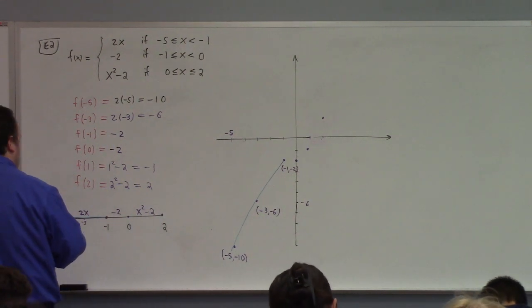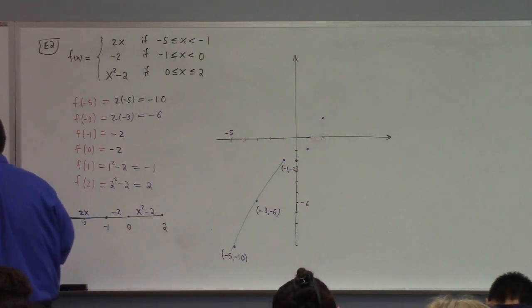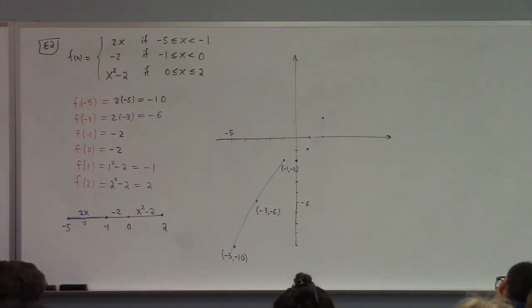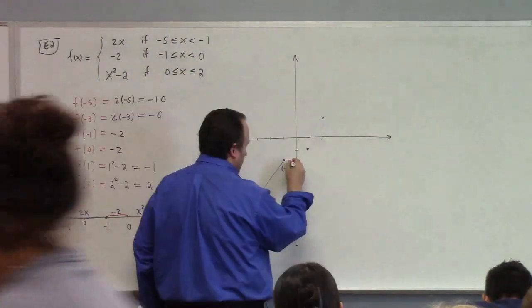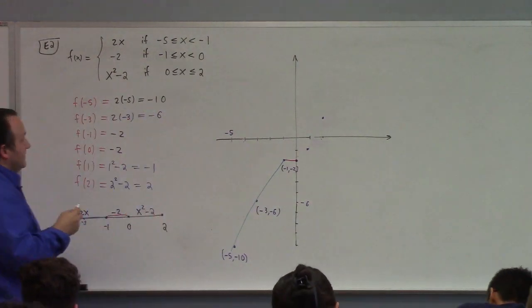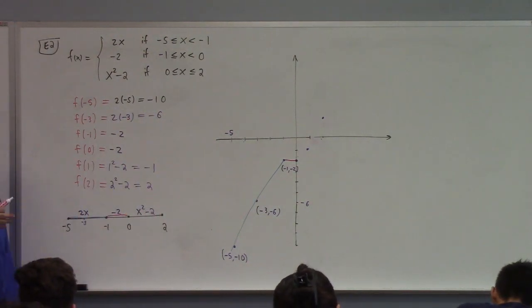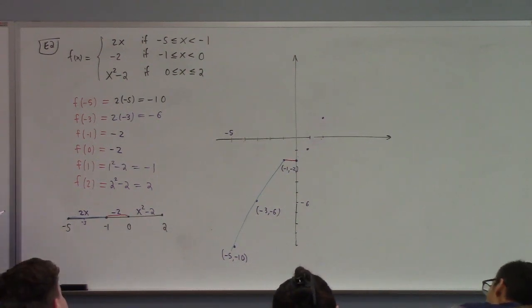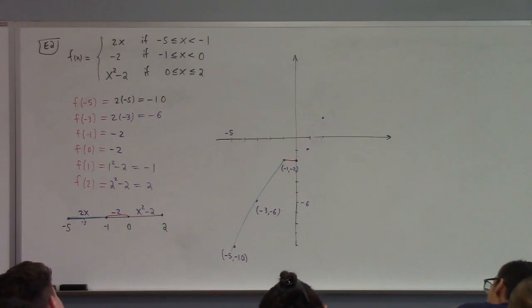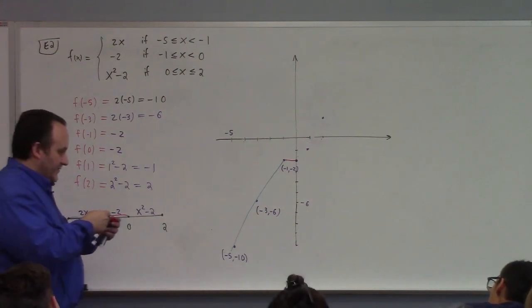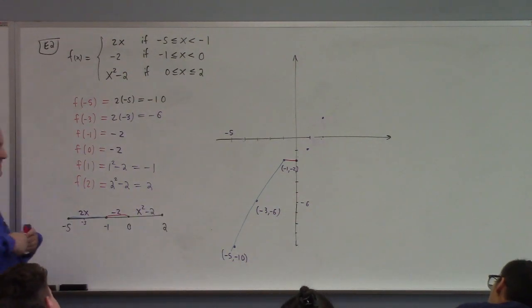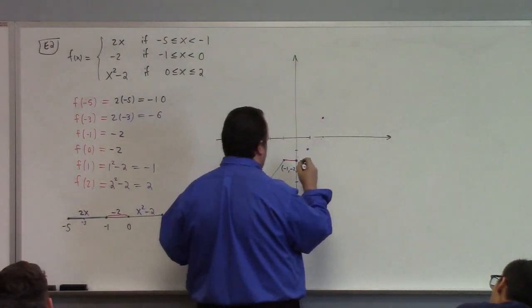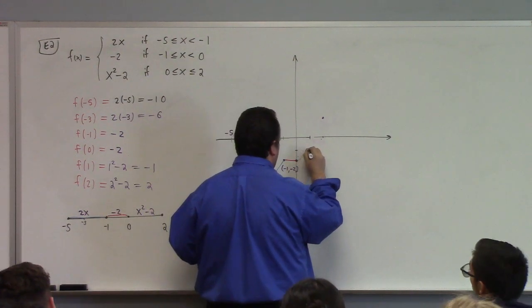And then when you get to minus 1 to 0, you've got a horizontal line, coming from y equals minus 2, which is like this. And then what happens from 0 to 2? You're looking at a parabola. And what is 0, minus 2 for this parabola? It's exactly the vertex. So we're actually looking at just a little segment of the parabola. And specifically, it looks something kind of like this.